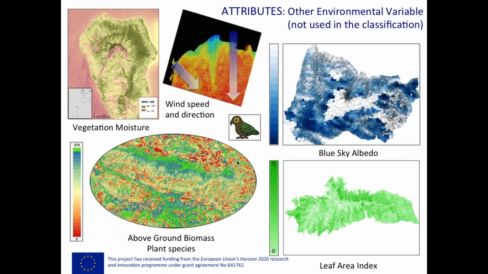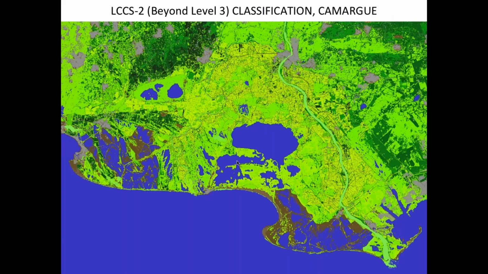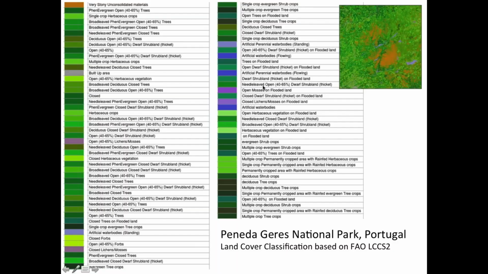Then you have other layers which are not used in the classification. So these are all the environmental variables that are on the FTP site, or you can create new ones. And you can put anything you like into that. So you can put in vegetation moisture, wind speed, which is not used for land cover classification, but it affects things like sand on the coast and so on. So that's the input. You combine those and you get a classification like this. And it then has a legend, where you might have, for example, a needle-leaved open, dwarf shrubland, thicket. And basically, it's exactly the same procedure as before.